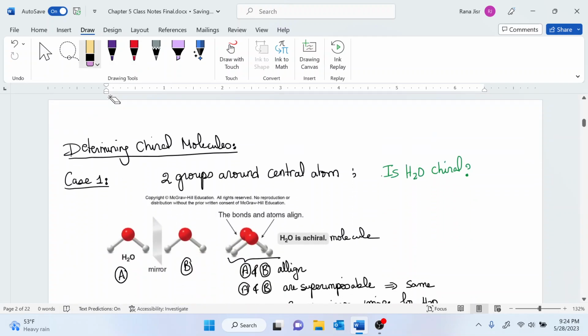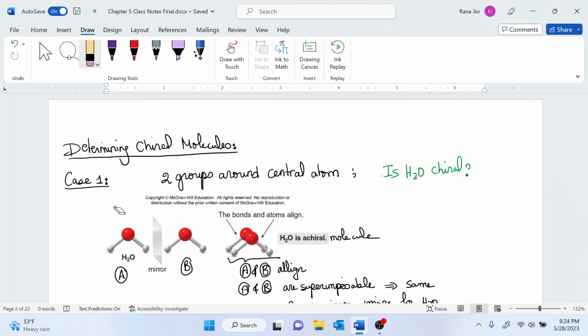So how to determine chiral molecules? A molecule is supposed to be chiral if you cannot draw a plane of symmetry across the molecule. If you can draw a plane of symmetry, then the molecule will not be chiral, it will be achiral, and it will not have a mirror image.